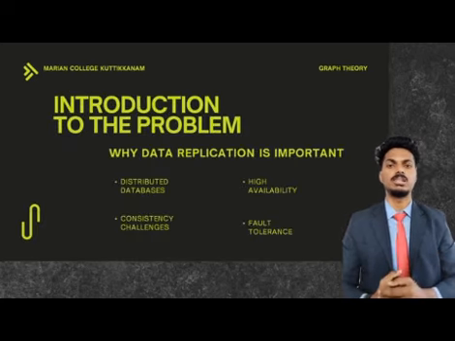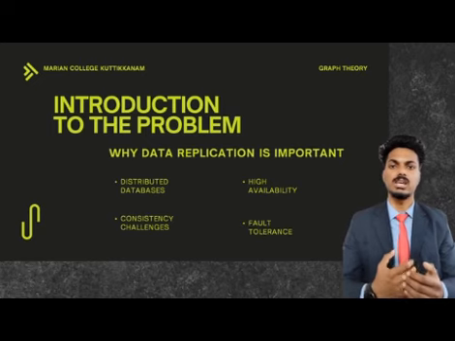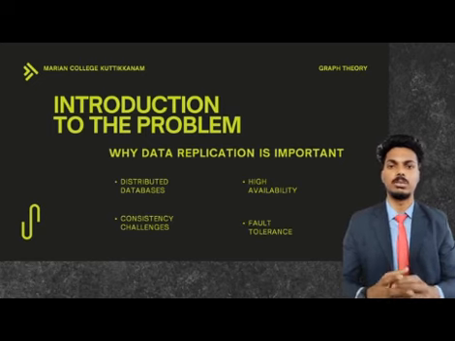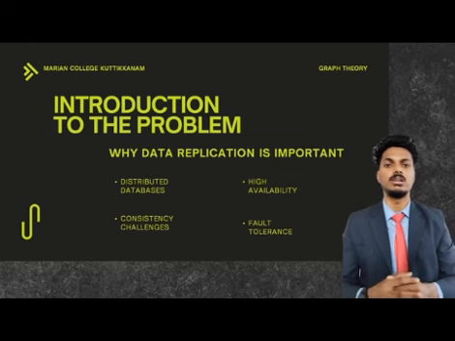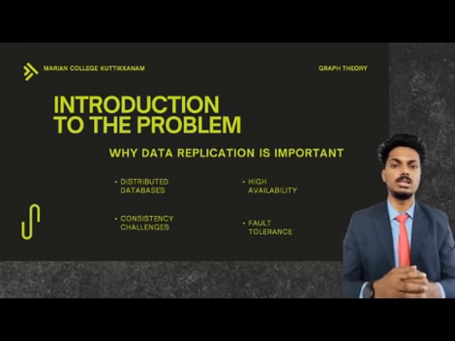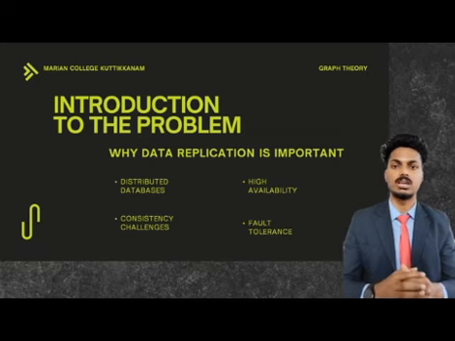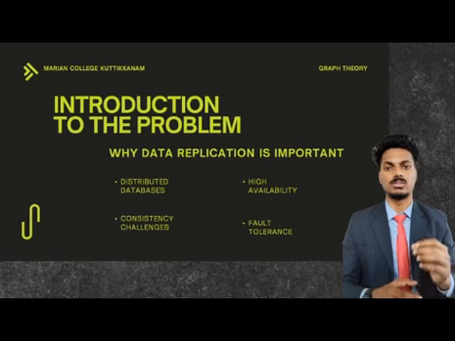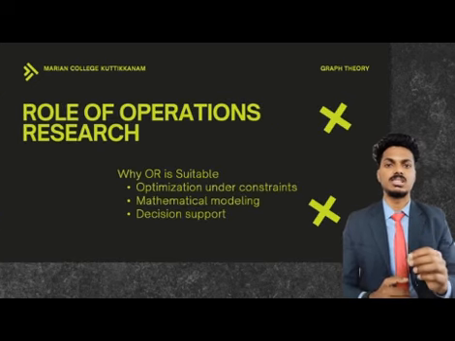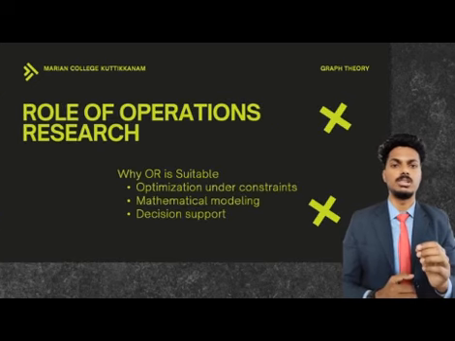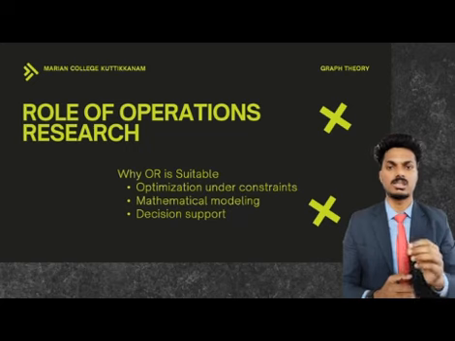In modern applications like cloud computing, data is stored in multiple locations. This process is called data replication. While replication improves availability and reliability, it introduces a major challenge: how fast and consistently the updates can be propagated across all servers. And operations research is designed to solve optimization problems under constraints.